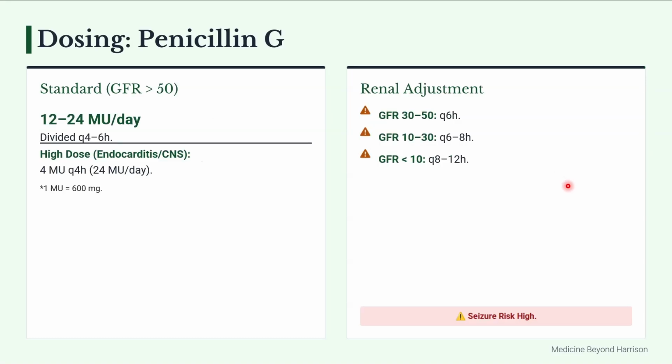Dosing of penicillin G is in million units, so 12 to 24 million units per day when the GFR is more than 50. Adjust based on the renal GFR clearance. If it is less than 50, Q6 hourly dosage. If it's less than 30, 8 hourly dosage. If less than 10, Q12 hourly dosage. High dose can lead to CNS toxicity. You can give 4 million units Q4 hourly like that. There is a high seizure risk for penicillin G, so monitoring of the CNS and seizure threshold is advised.